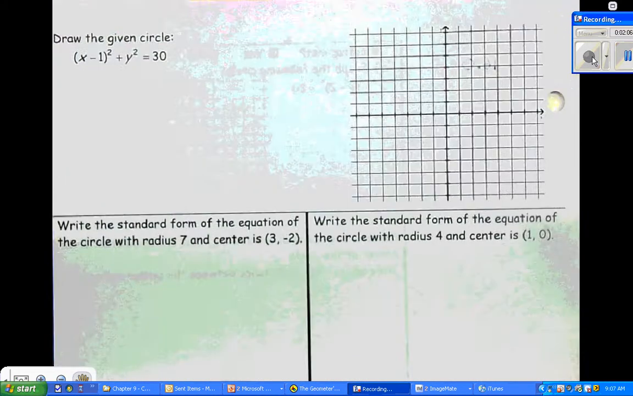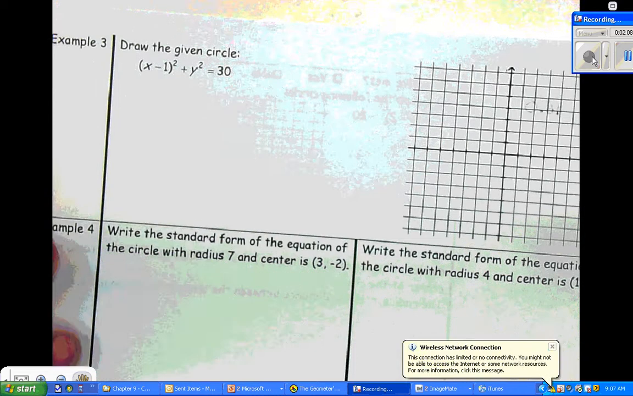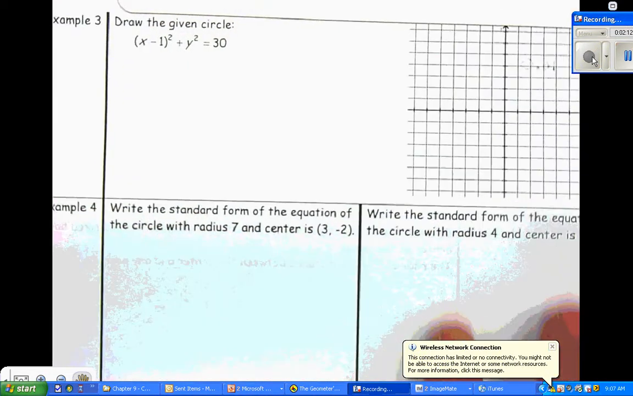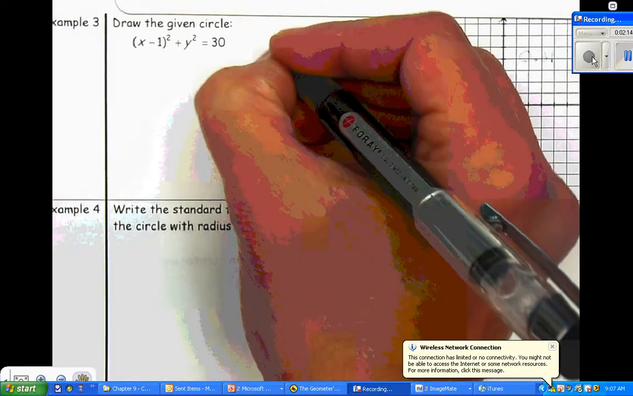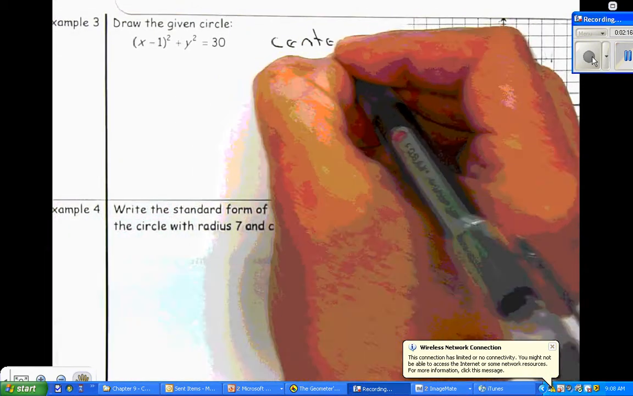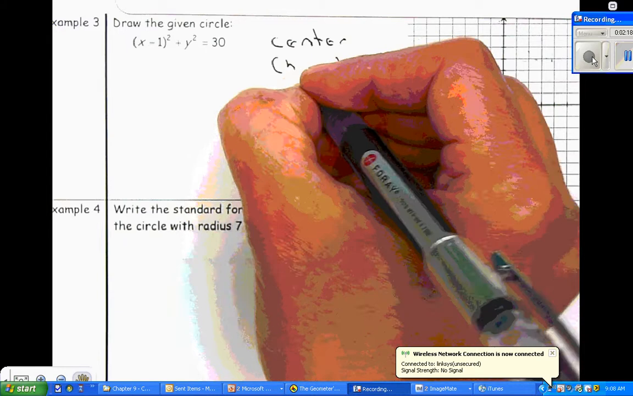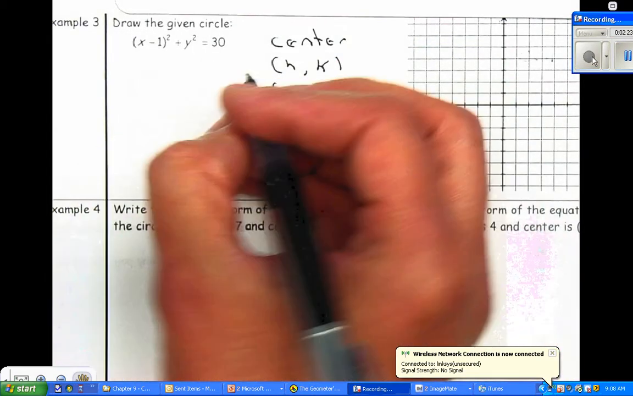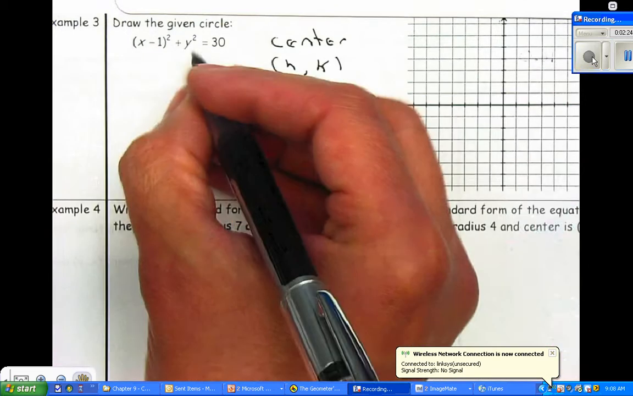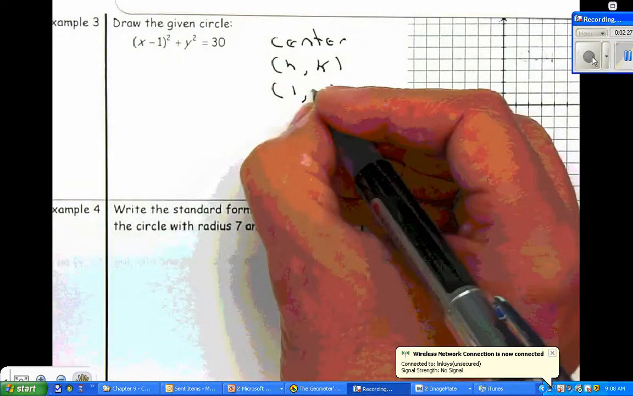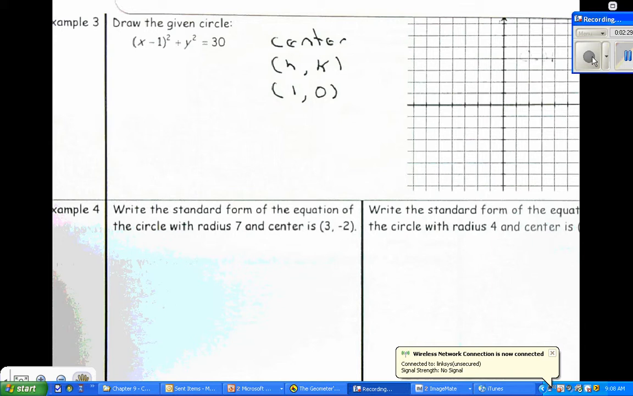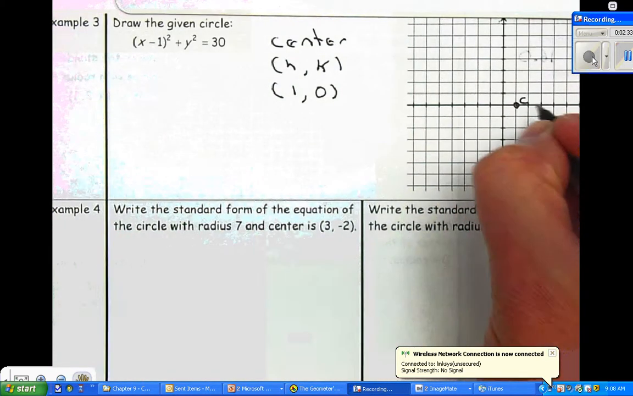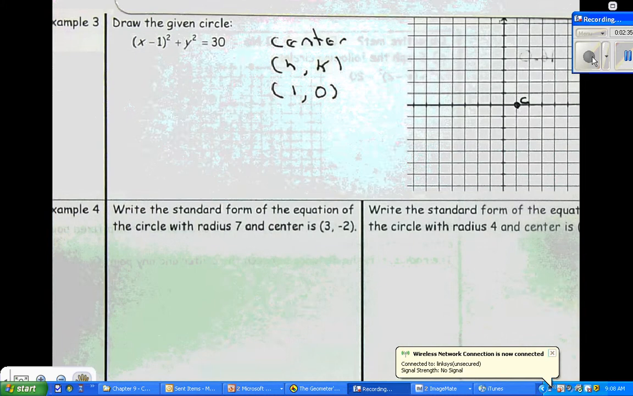Example number 3 says, draw the given circle. So the first thing that we need to do is find your center. Remember, your center is given by h, comma k. In this case, h is the opposite, so it's positive 1. And there's no k, so it will be 0. My center will be 1, comma 0, so that's my center. Make sure to label it.